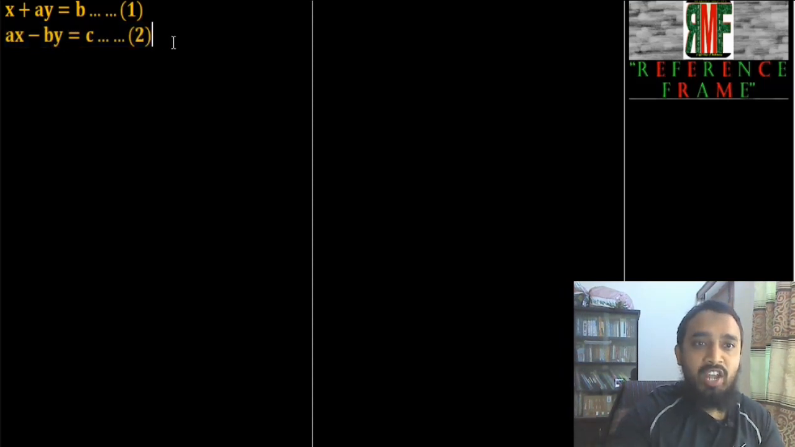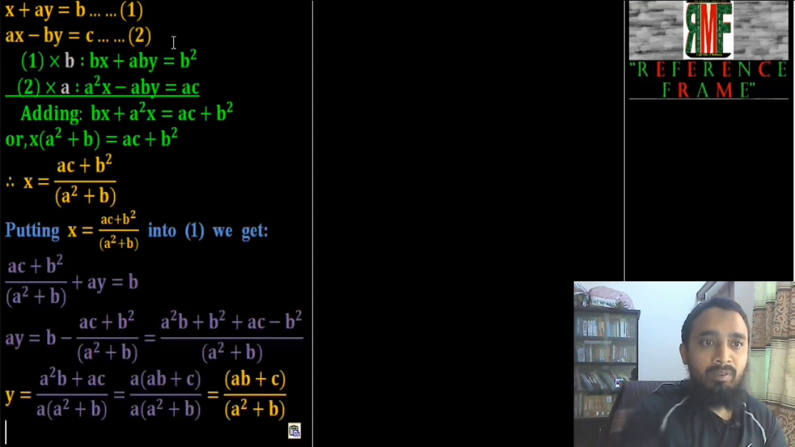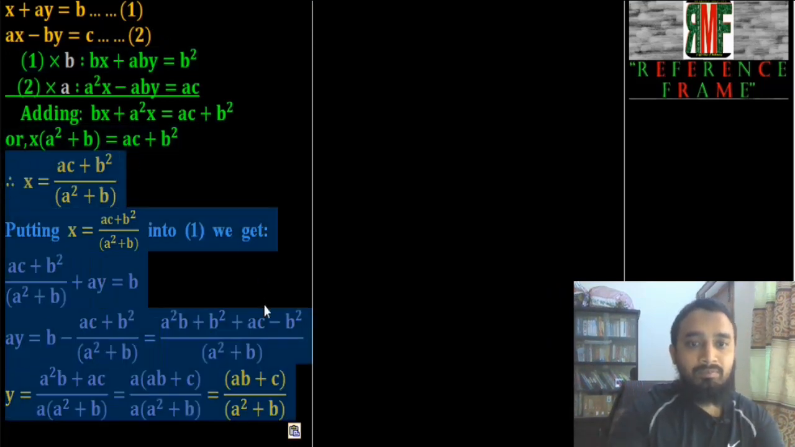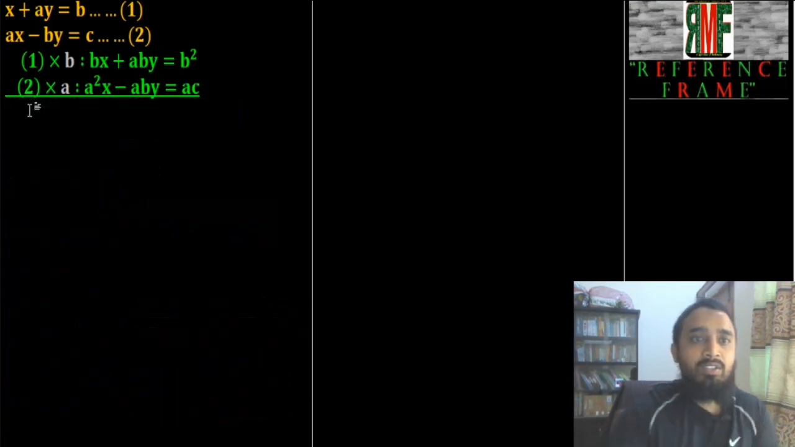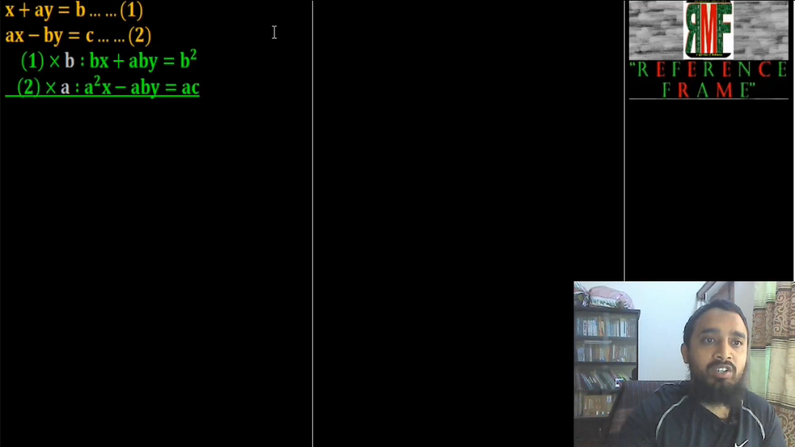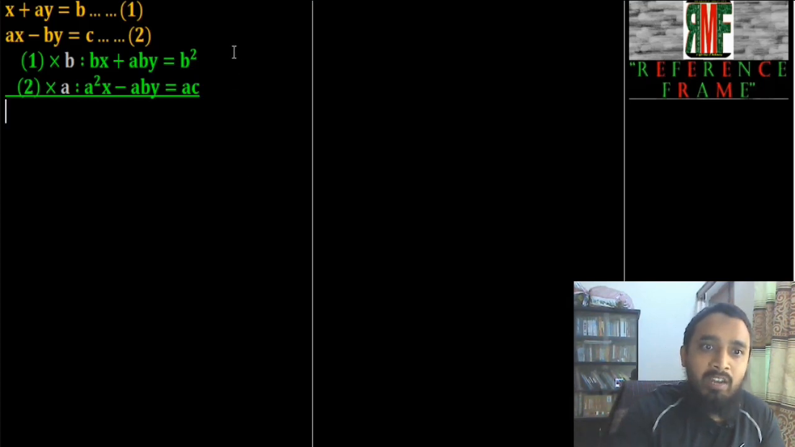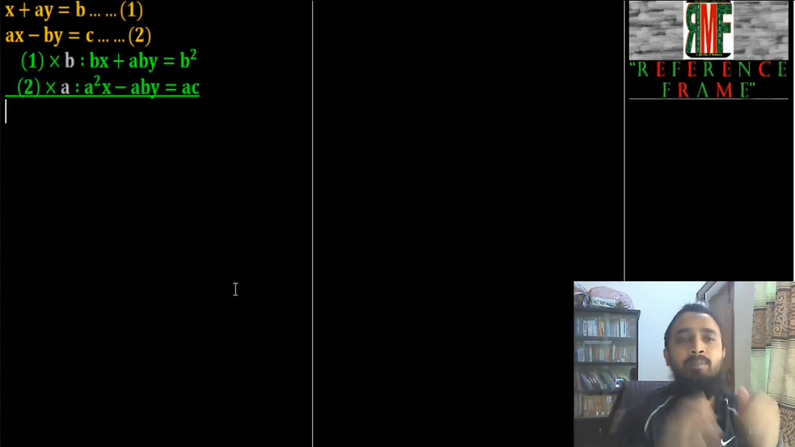Okay, let us show the step. By doing this, you have two newly formed equations. You multiply the first one with b, the second one with a, and we have a situation like this. Look here, since we are eyeing y to eliminate, in the newly formed equations y has a plus sign in the first one and a minus sign in the second. That means they have opposite signs.